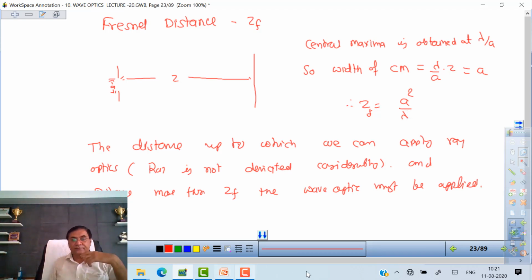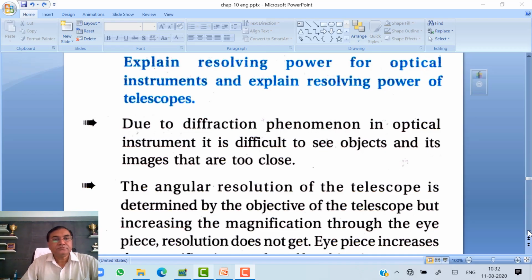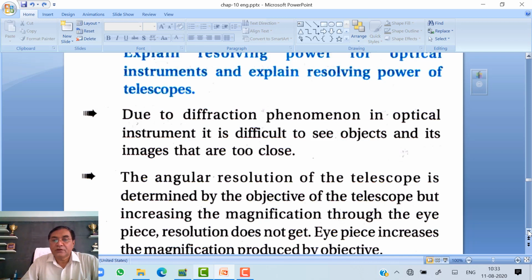Now we summarize this part. Resolving power of optical instruments, resolving power of a telescope. It may be for a microscope also. Due to diffraction phenomena in optical instruments, it is difficult to see objects and their images that are too close. The angular resolution of the telescope is determined by the objective of the telescope. But increasing the magnification through the eyepiece, resolution does not increase. We cannot increase resolution. Already we have mentioned, the eyepiece increases the magnification produced by the objective.